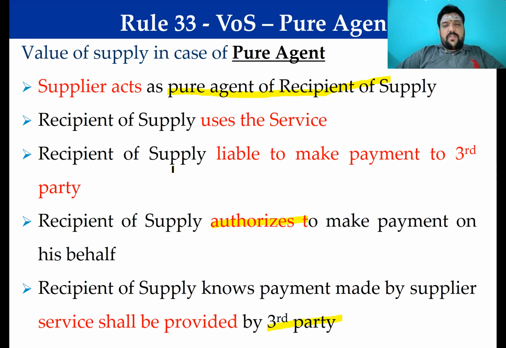The goods or services so procured, which are used by the recipient, actually the recipient is liable to make payment to a third party. The recipient authorizes the supplier to make payment, and the supplier makes payment to the third party. The recipient knows that the goods or services so procured are taken from the outside market, which belongs to a third person.